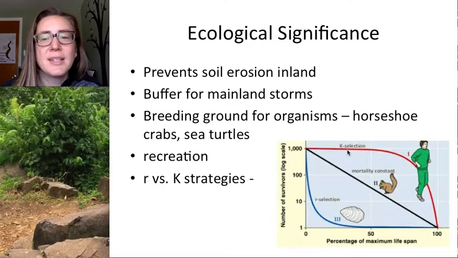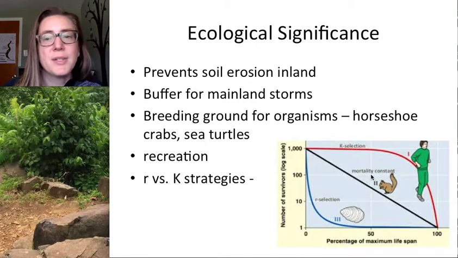Whereas your K selected species are more like your birds or you. They are going to have a higher means of mortality later on in life. So they're not going to be producing as many offspring. But hand in hand, they're definitely going to influence each other. So if there's not enough of the R selective species, there cannot be enough of the K selected species.